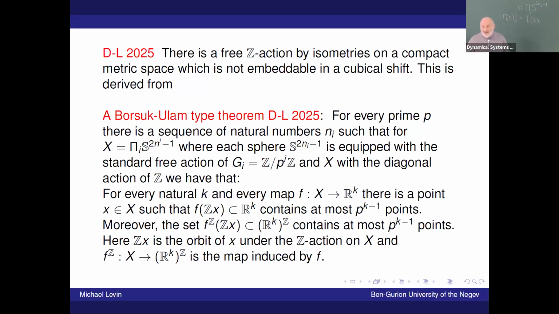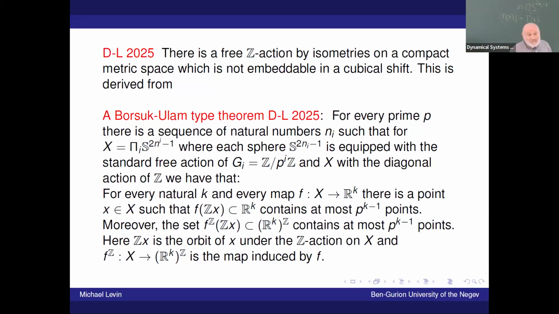By this I mean the diagonal action of P, and this is the action of a generator. Okay. So when you write the standard free action, do you mean some specific actions, some rotations, or what? Yes, by rotations. We embed the sphere into C to the power n, a complex space, and rotate each complex coordinate.